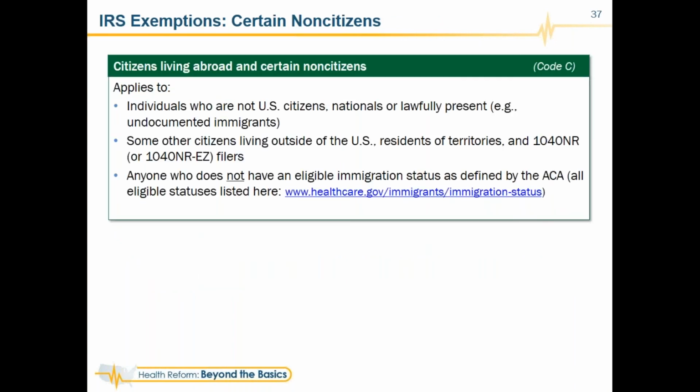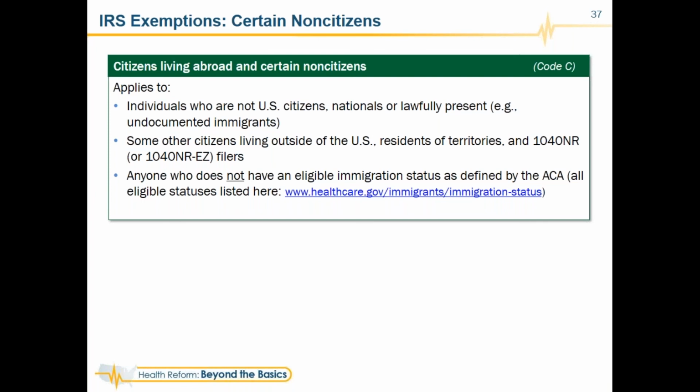There is an exemption for citizens living abroad and certain non-citizens. So this includes a whole bunch of categories of U.S. citizens, nationals, and non-citizens. It includes people living inside the United States and outside the United States. It's a very broad exemption, with a lot of different little categories in there. So you've got to do a little work to figure out who qualifies for this exemption, because there are so many different ways to qualify for it.